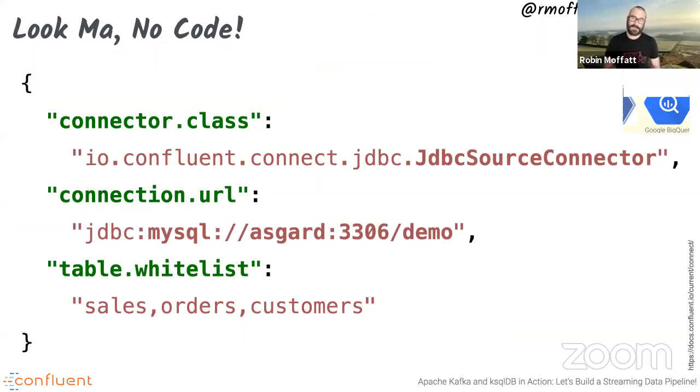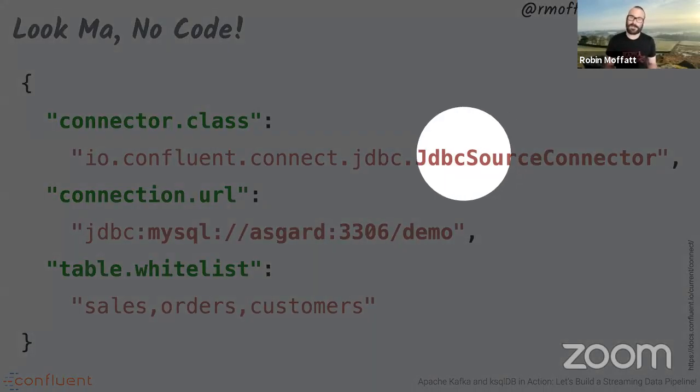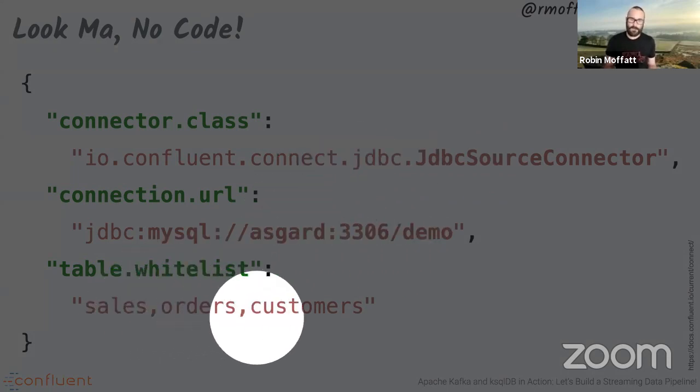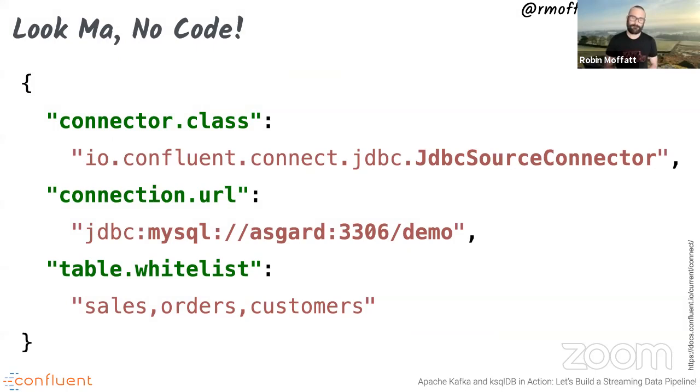And it's very easy to set up. You don't have to write any code around it. You just write some configuration. You say, I've got some data, it's sat in a database, so I'm going to use a JDBC source connector. It's going to connect to this database here, and it's going to pull in the data from these particular tables.